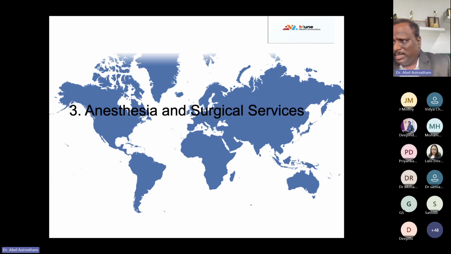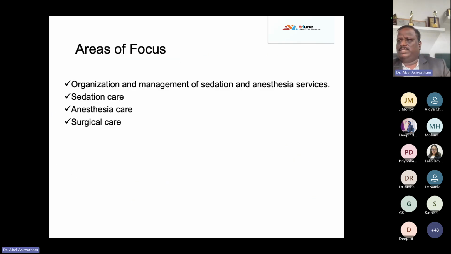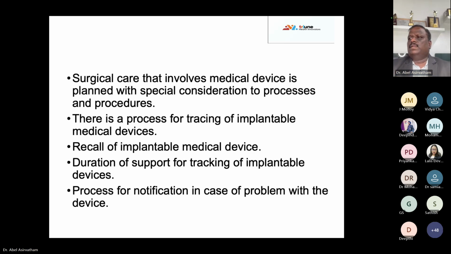So then we go to the third chapter, which talks about anesthesia and surgical services, where you have the organization and management of sedation and anesthesia services. Then it talks about the sedation care, anesthesia care, and surgical care. So surgical care that involves medical devices planned with special consideration of process and procedures. So there is a process for tracing of implantable medical devices.